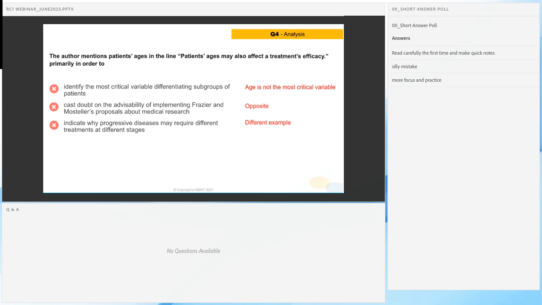Okay, so let's see how you guys polled for this one. I think you did really well on this one. I think this is the question that had the highest accuracy. 60% of you got this right. Choice C is the only one that's popular other than that. And you can really see why choice C is wrong: indicate why progressive diseases may require different treatment.